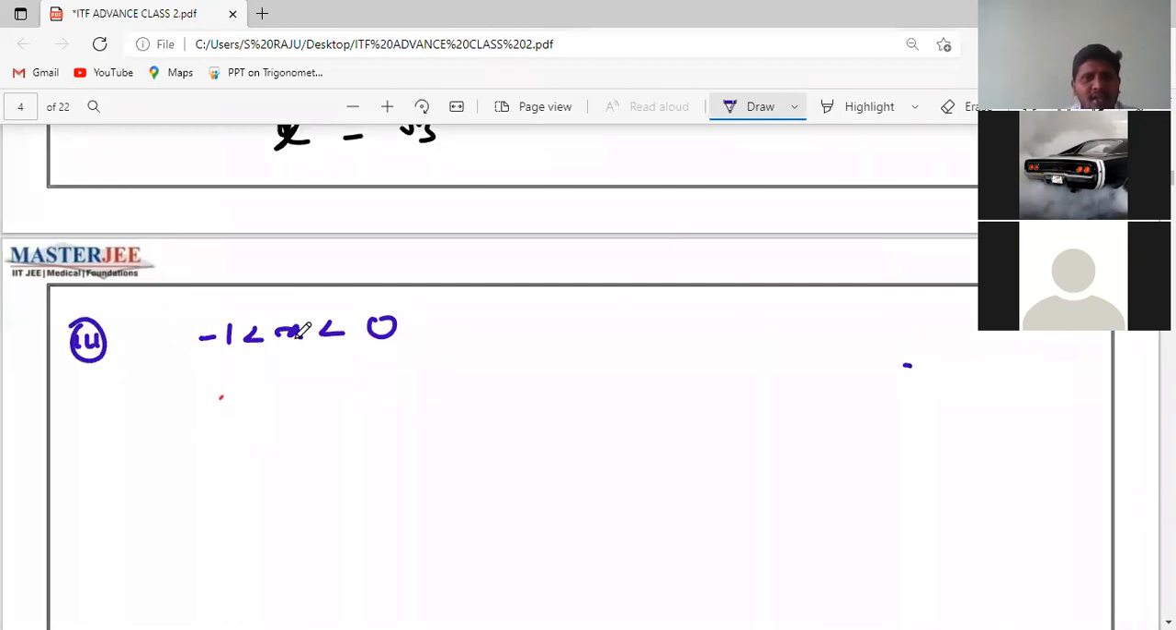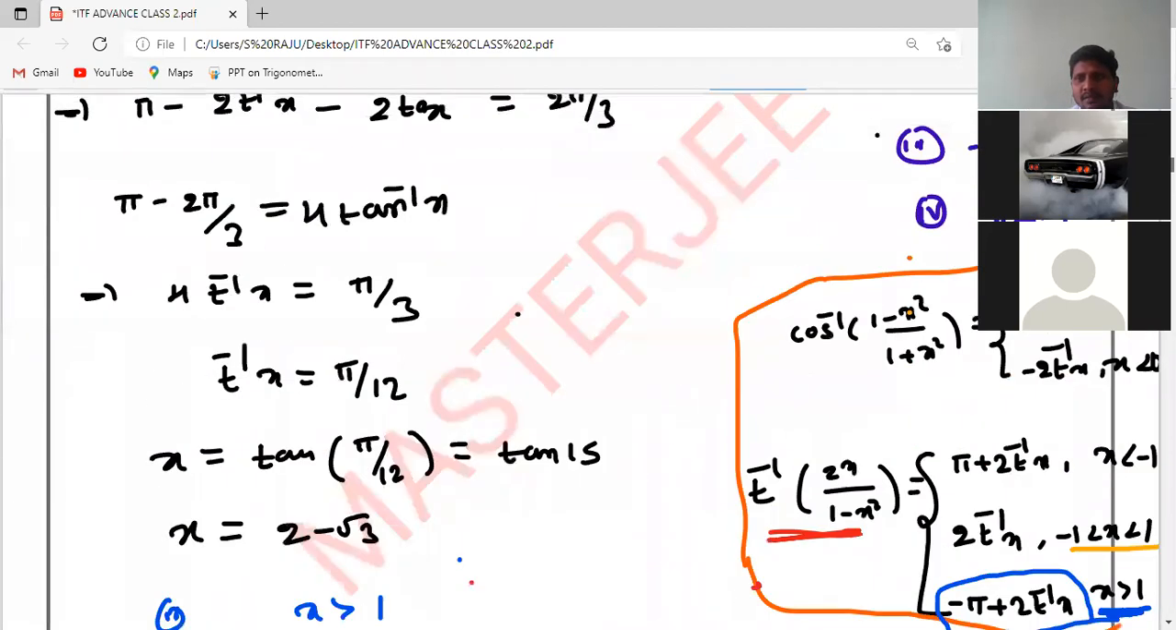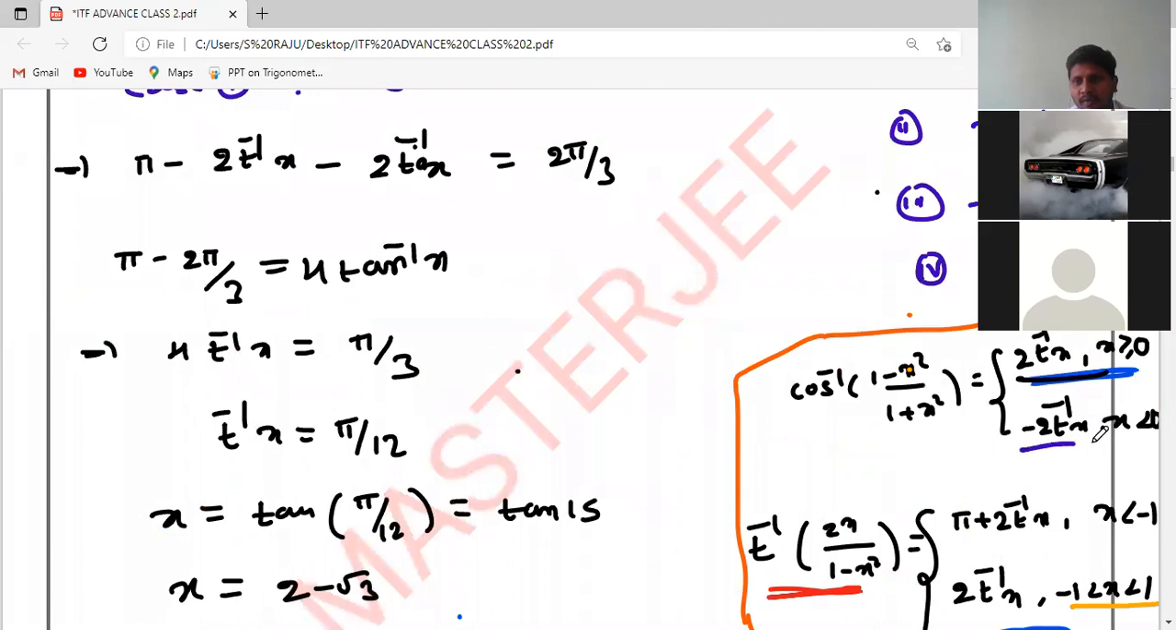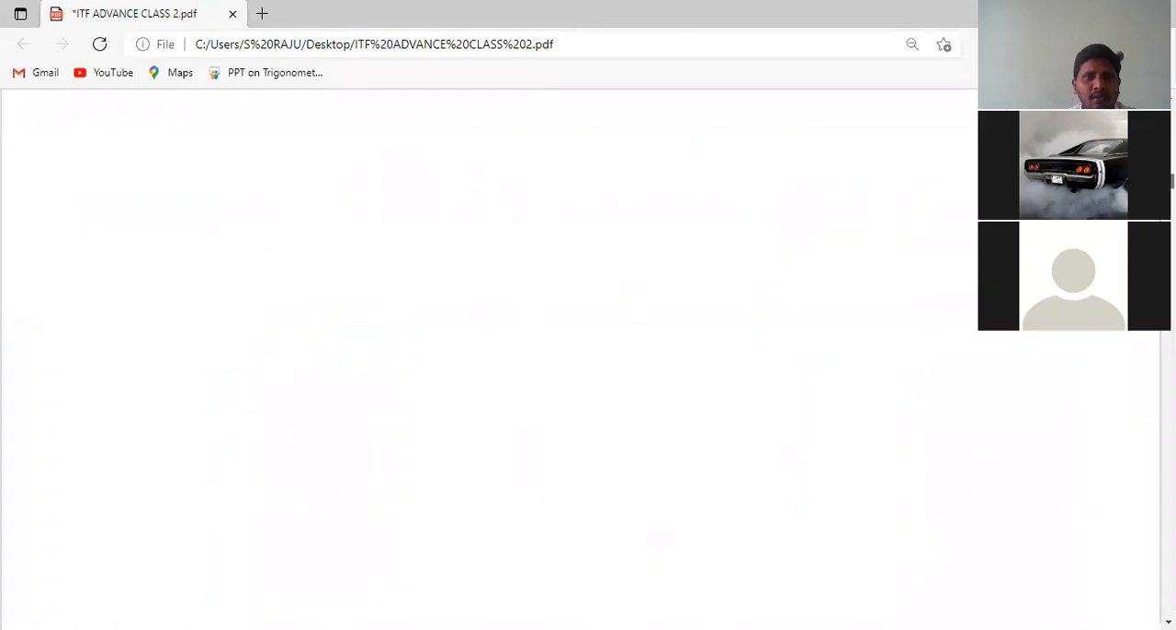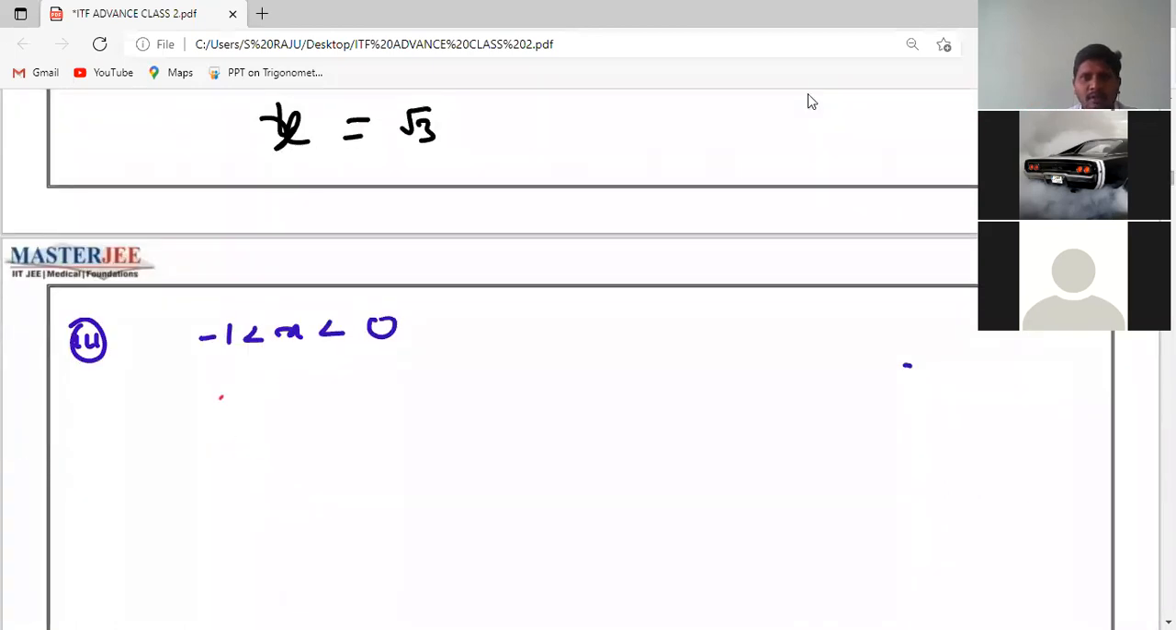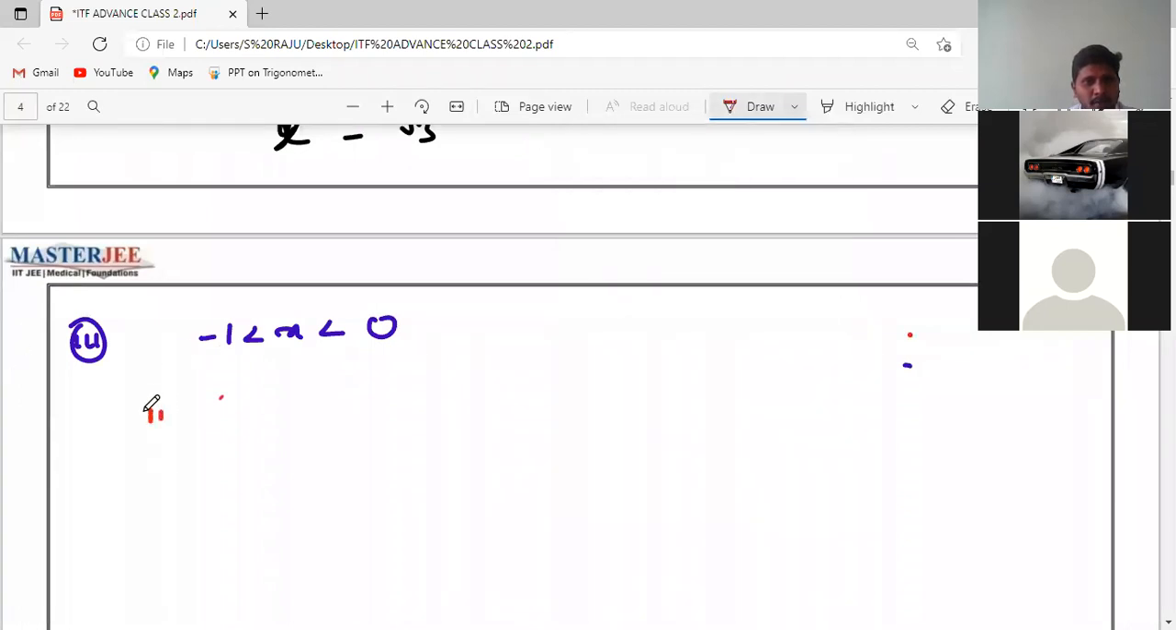Okay, so x can take negative values, minus 1 to 0. Then, cos inverse from equation 1, if you observe here, minus 2 tan inverse x. And also the equation, here we will write pi minus 2 tan inverse x, which is already there in equation 1, in the negative case, minus 1 to 0.